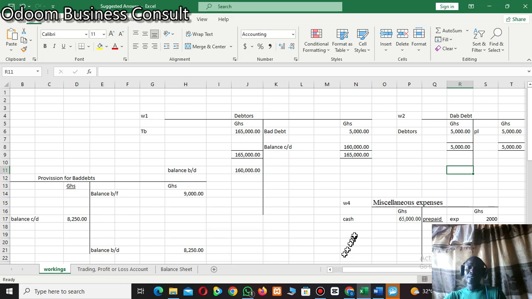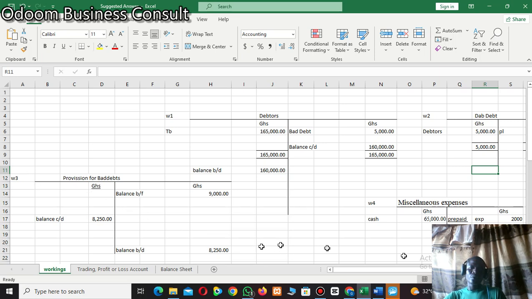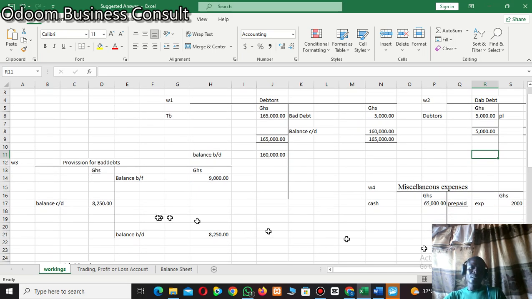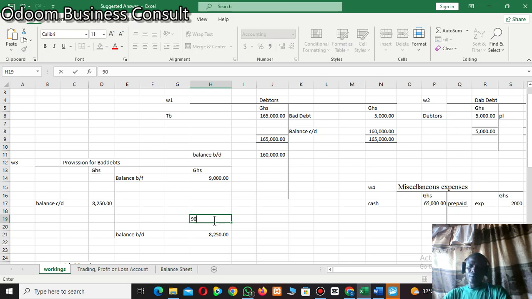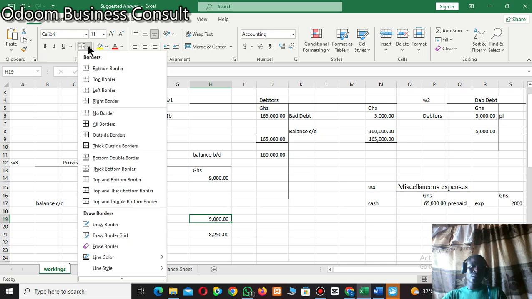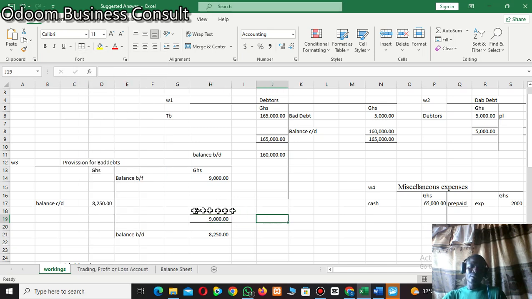And here, where is the third working? Our third is here, provision for bad debt. So here too, it's an expense. The difference will be taken to profit and loss. So let's see. So obviously here has the bigger amount. So we're gonna have it here. That means the total will be 9,000. So let me close it. So do it the way I am doing it. Okay, so here be on the same side, 9,000.